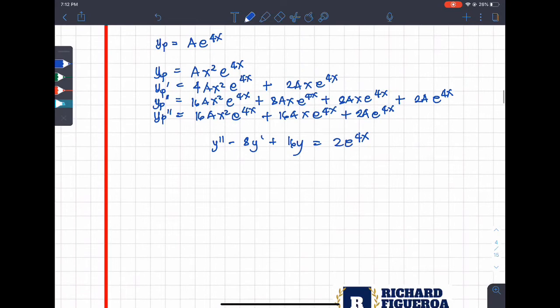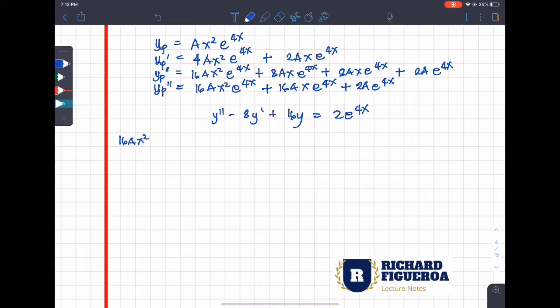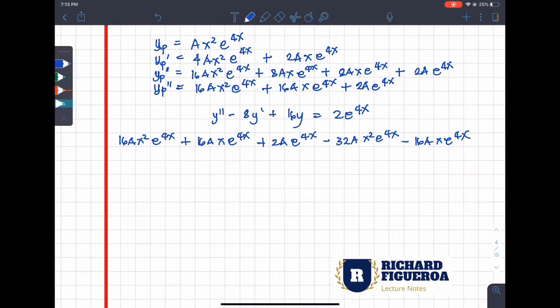for the second derivative, that would be 16ax squared e raised to 4x plus 16ax e raised to 4x plus 2a e raised to 4x. And I have negative 8 multiplied with y prime. So negative 8 times 4, we have negative 32ax squared e raised to 4x. And then negative 8 times 2 will have negative 16ax e raised to 4x. And lastly, plus 16 times y, so ax squared e raised to 4x, that would be equal to 2e raised to 4x.